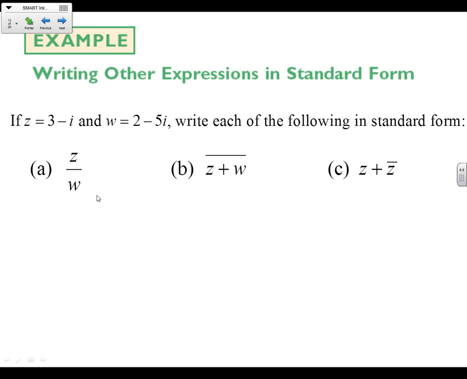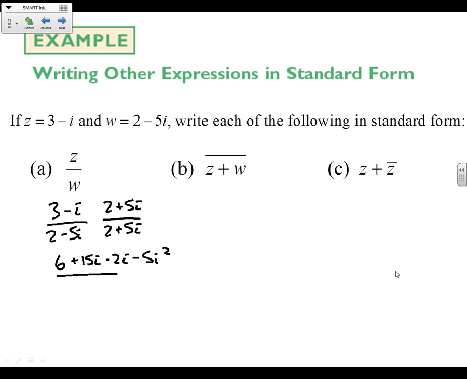Okay, so let's see some examples here. What's z over w if we're given two different expressions? This would be 3 minus i over 2 minus 5i. Again, conjugate, 2 plus 5i over 2 plus 5i. We're going to end up with 6 plus 15i minus 2i minus 5i squared in the numerator, all over 4 plus 25. So we're going to end up with 11, because the 6 plus 5, plus 13i all over 29.